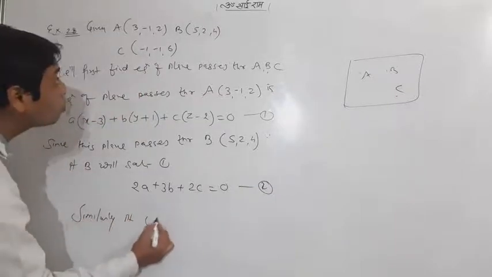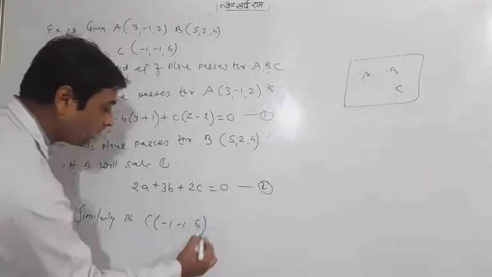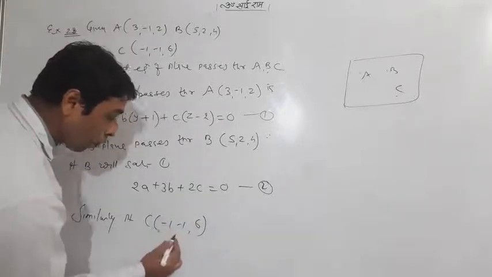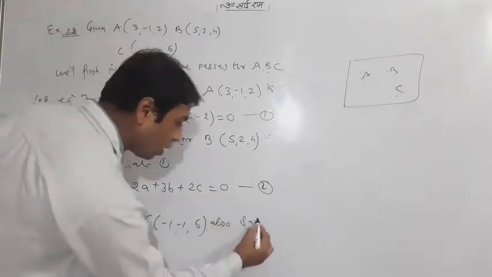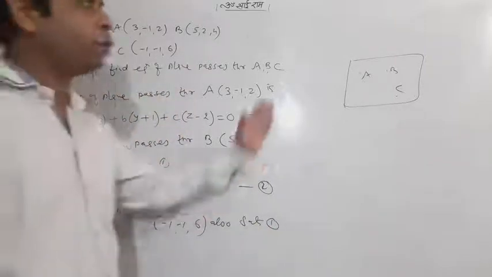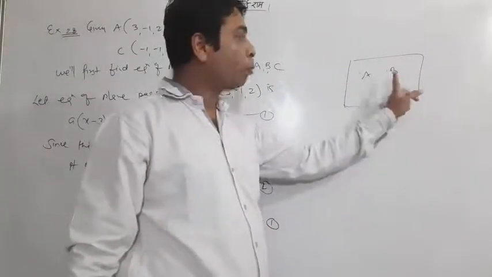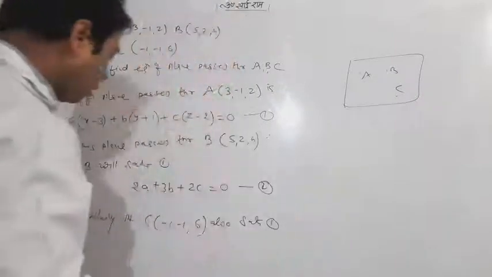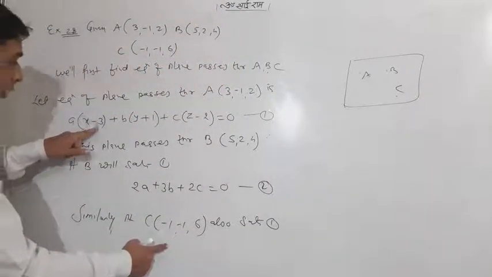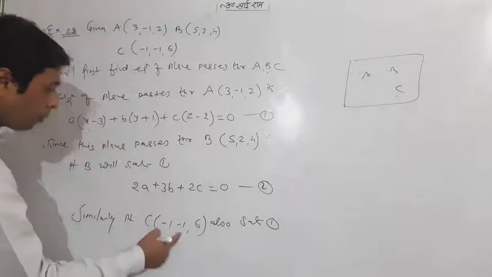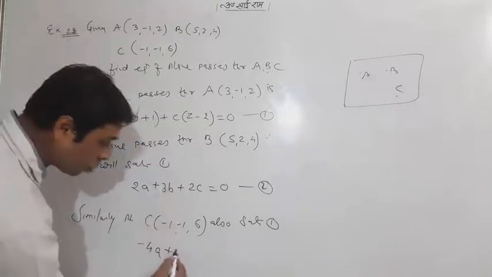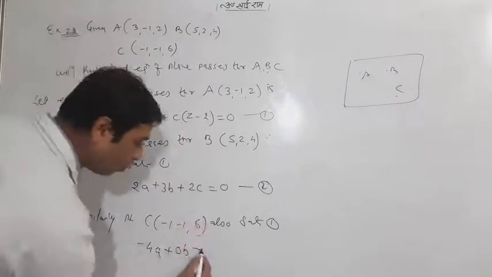Point C, which was (-1, 6), also satisfies equation 1. Why? Because plane 1 was passing through B and C both, so B and C both will satisfy it. Okay, putting -1 here: -1, -3, -4a. Putting -1 here: -1 and plus 0b. Putting 6 here: 6 minus 2, 4c.